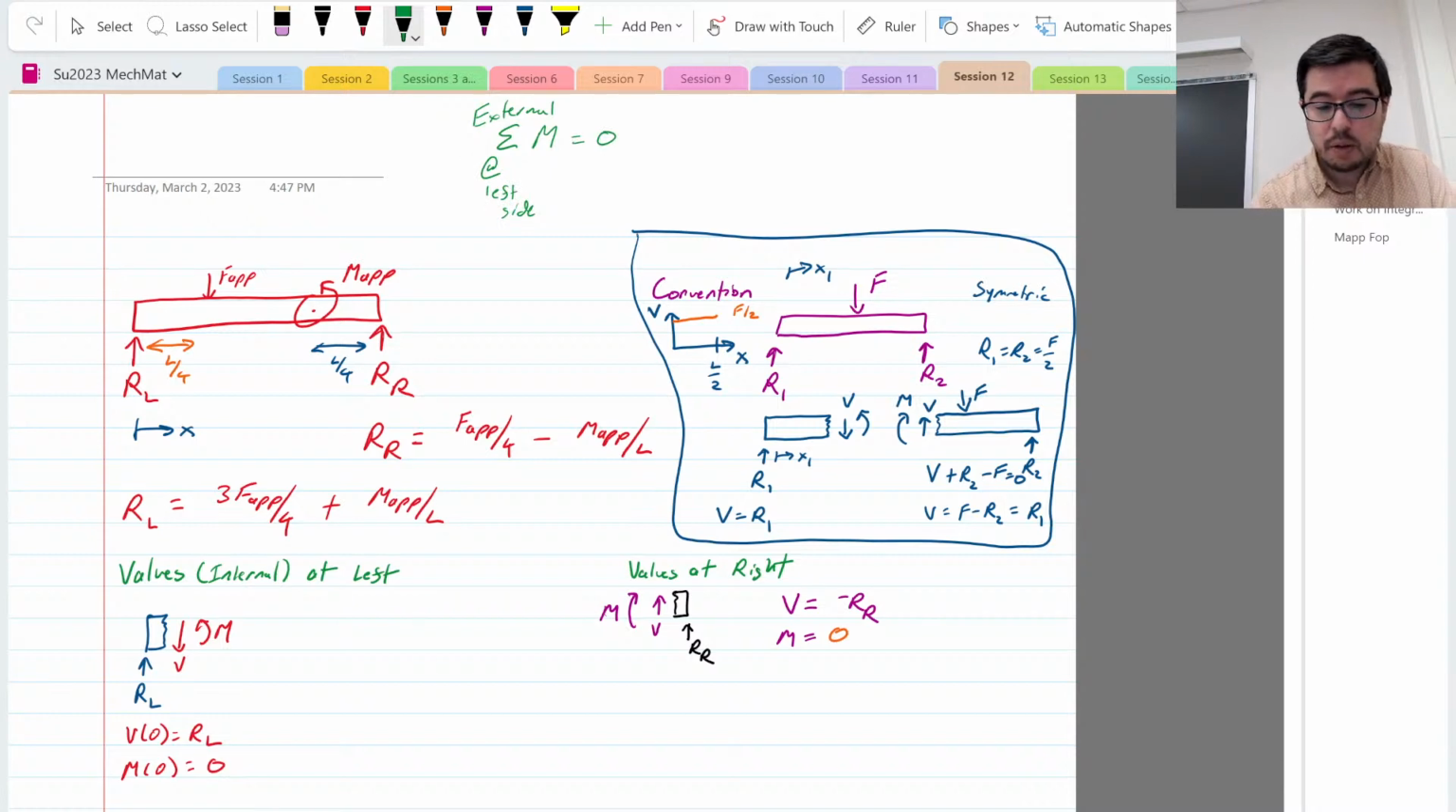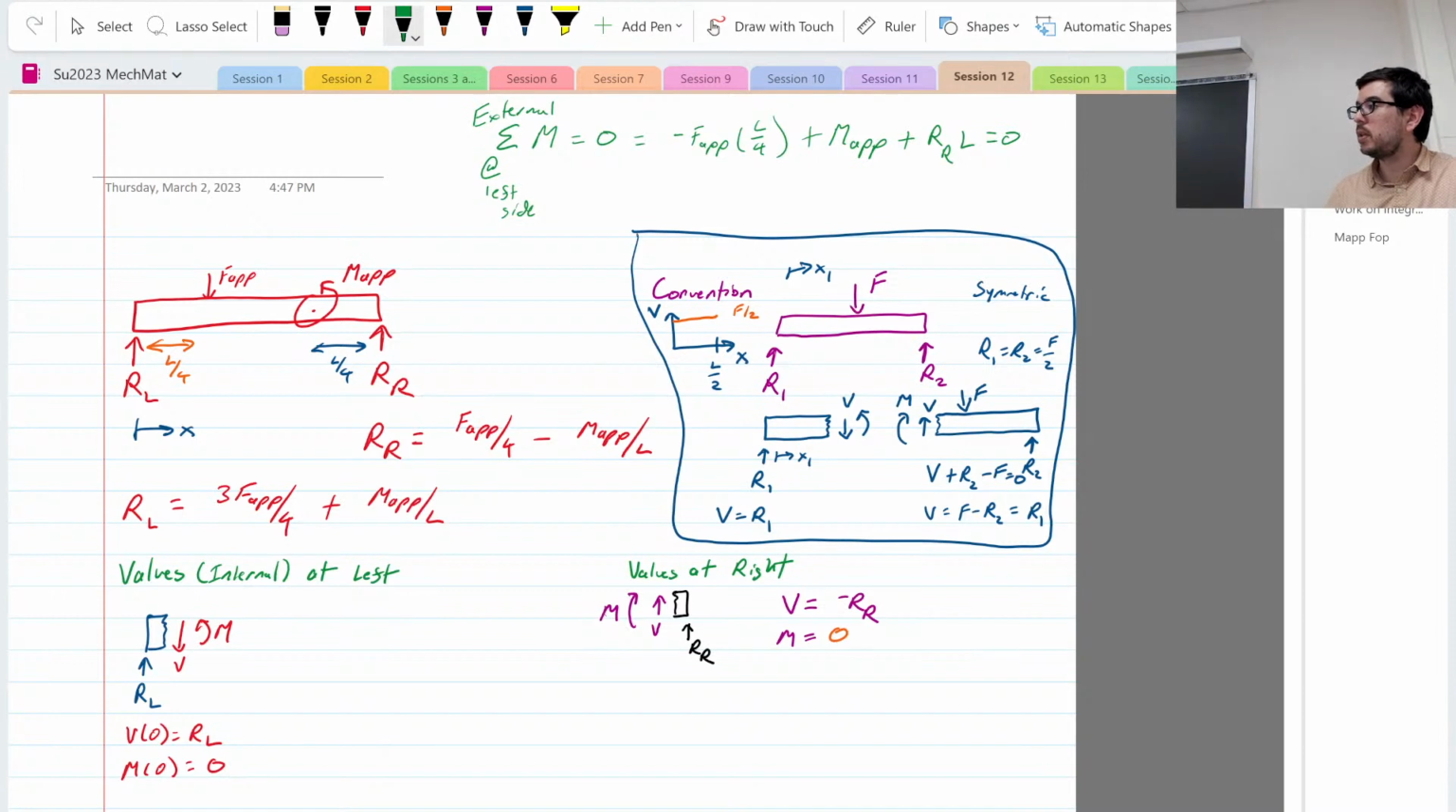So now I'm going to have a minus F app times L/4, right? Because that goes into the board. I have a plus M app, because it's positive coming out of the board, and I have a positive R_L times L equal to 0. Does that make sense? Yeah.